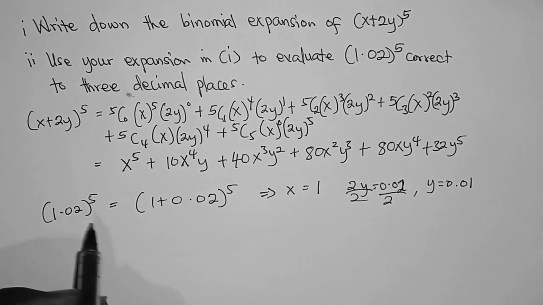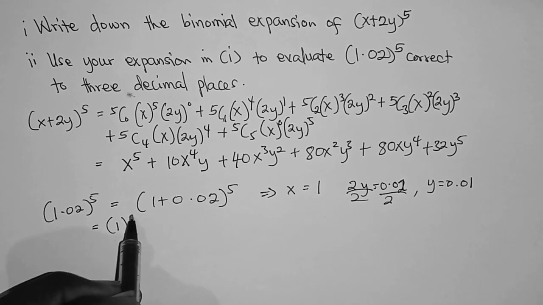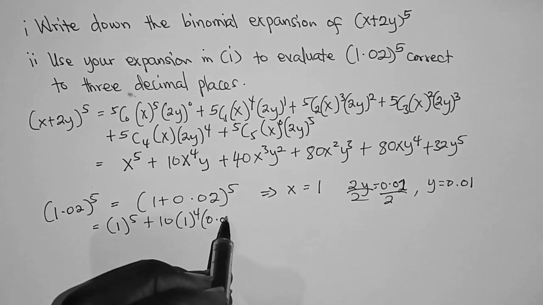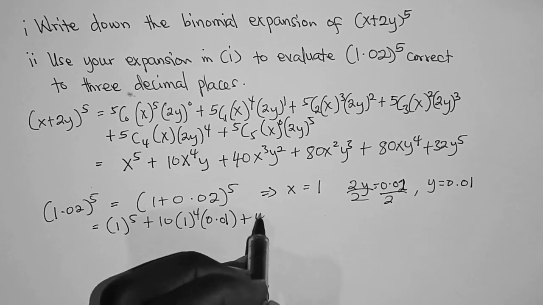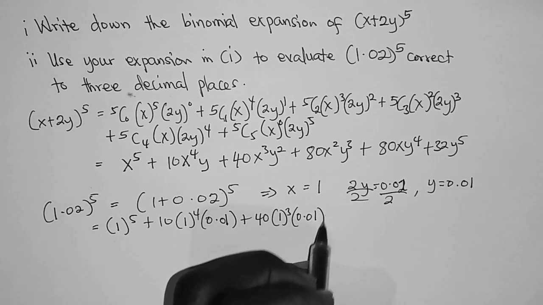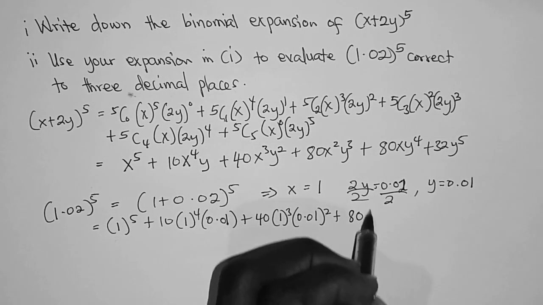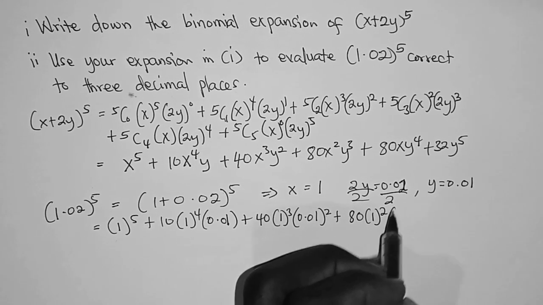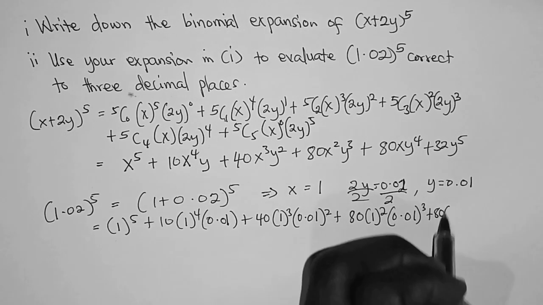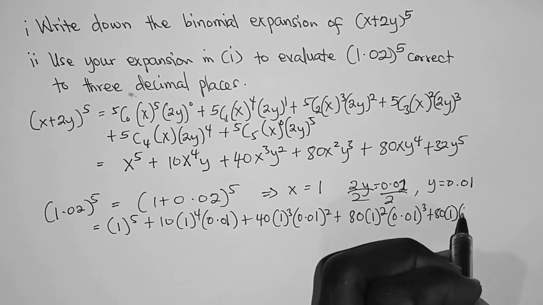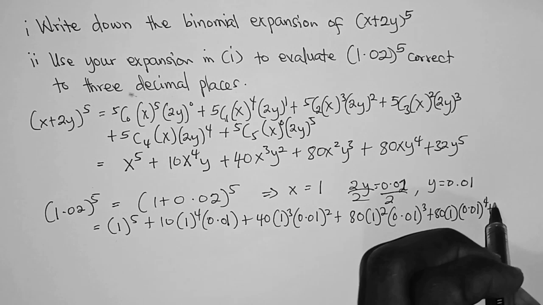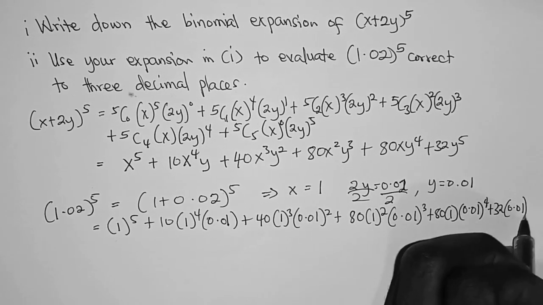equation to evaluate this. So this is equal to 1^5 plus 10 times 1^4 times y, which is 0.01, then plus 40 times 1^3, then y, which is 0.01^2, then plus 80 times 1^2, then y, which is 0.01^3, then plus 80 times x, which is 1, times 0.01^4, then plus 32 times 0.01^5.